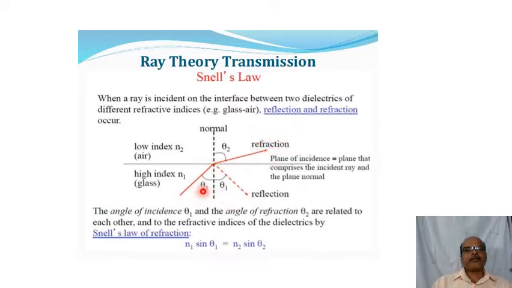The angle of incidence is theta 1, and the angle of refraction is theta 2. They are related to each other, and with the refractive indices of the dielectrics, Snell's law of refraction is given by n1 sin theta 1 equals n2 sin theta 2. So this is called Snell's law: n1 sin theta 1 equals n2 sin theta 2, where n1 and n2 are the refractive indices of the two media.